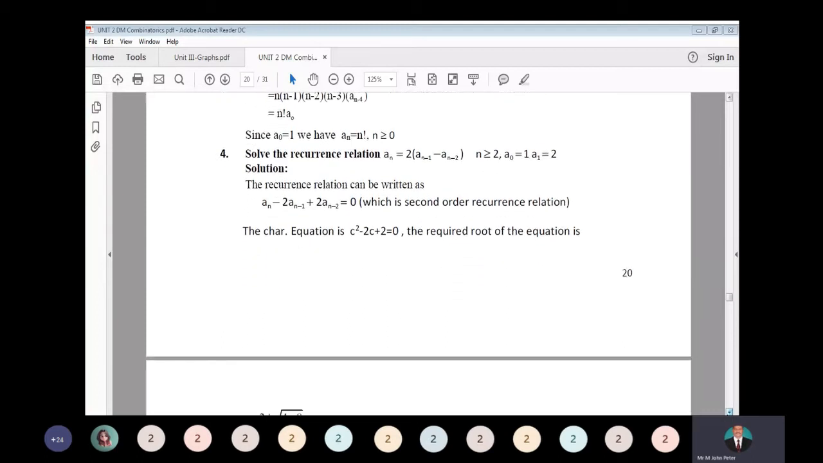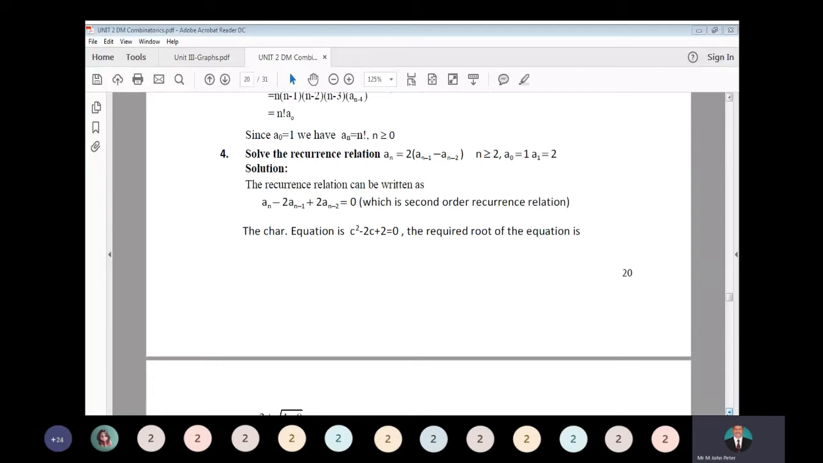Solve the recurrence relation a_n = 2a_{n-1} - a_{n-2}, where n ≥ 2, with the initial conditions a_0 = 1 and a_1 = 2. So rearrange the equation, a second order recurrence equation. That is a_n - 2a_{n-1} + 2a_{n-2} = 0.